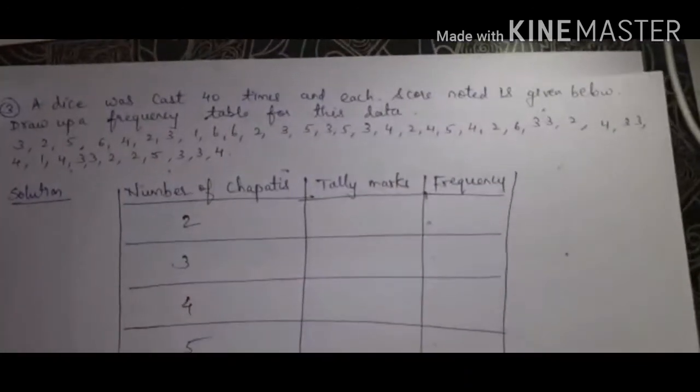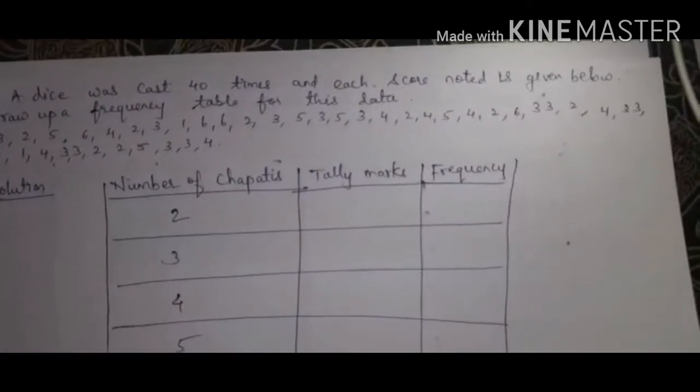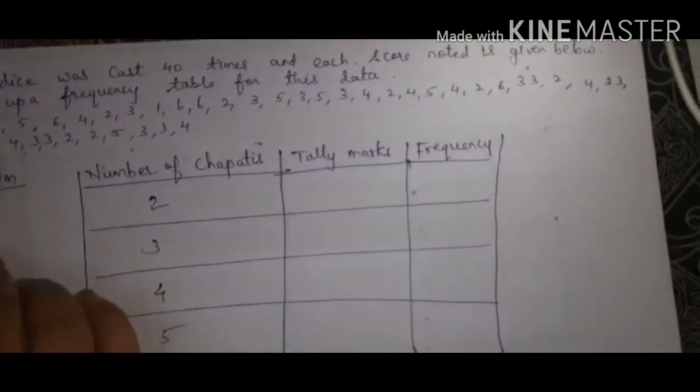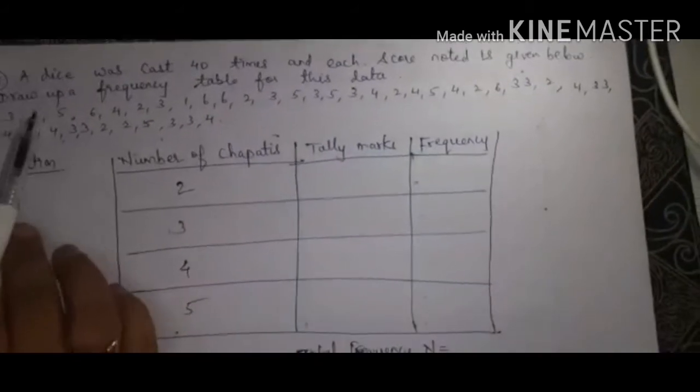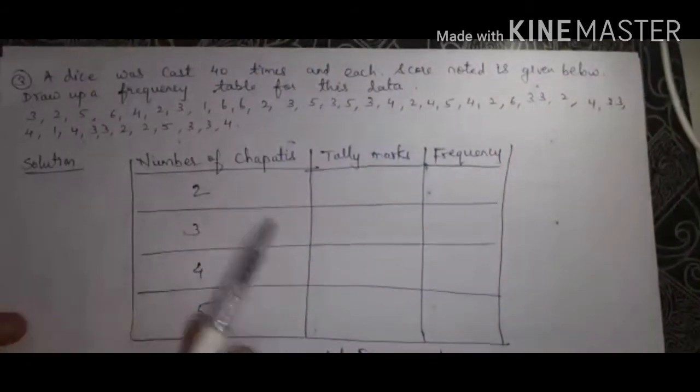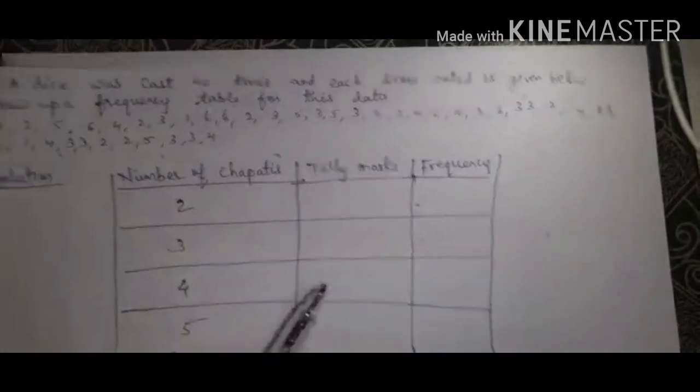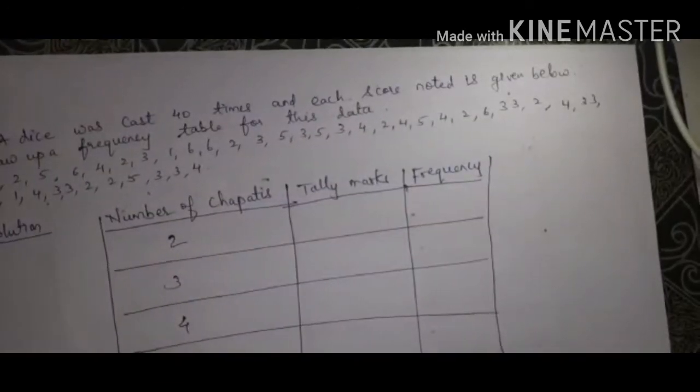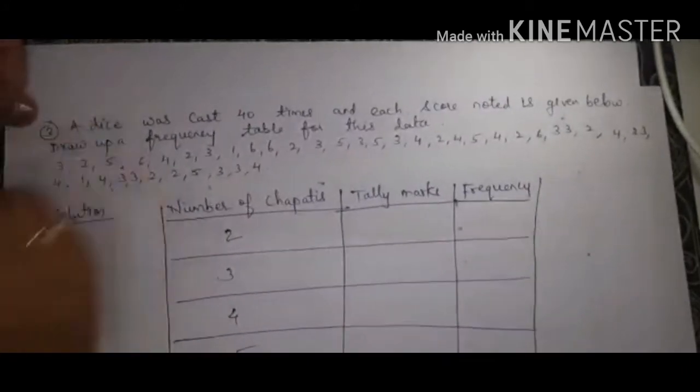A dice was cast 40 times. Each score noted is given below. This is the score on the die. Draw up a frequency table. Wait, the number I have put is correct.